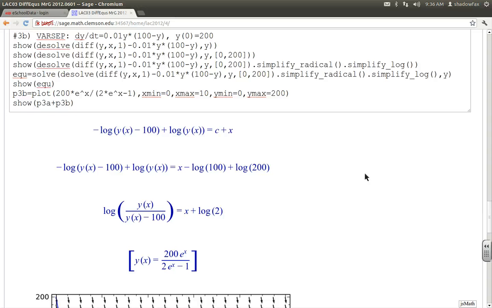Yeah, but that's not how I plotted it. When you show it, that's this, right? Yeah. When I plotted it, it didn't plot. Yeah, it doesn't plot right. So don't plot that. Plot this: 200 times e to the x divided by, okay, that parenthesis you need, I don't think you needed the other one, but all right, 2 times e to the x minus 1. All right, run that.